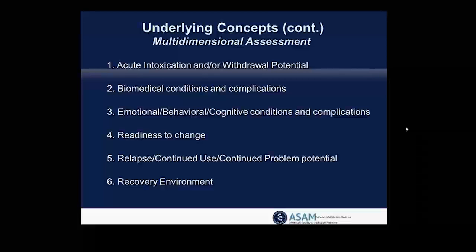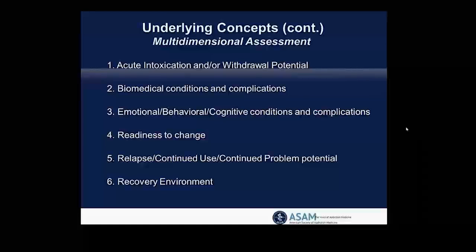And then dimension 6, the last of the 6 dimensions, is called recovery environment, where we're looking at where do they live, do they even have a place to live, what are their friends and family, are they supportive to recovery or not, do they have a job, do they have legal issues, do they have vocational, educational problems, so that we know how much family therapy to do, vocational counseling, liaison with the legal system, and so forth.